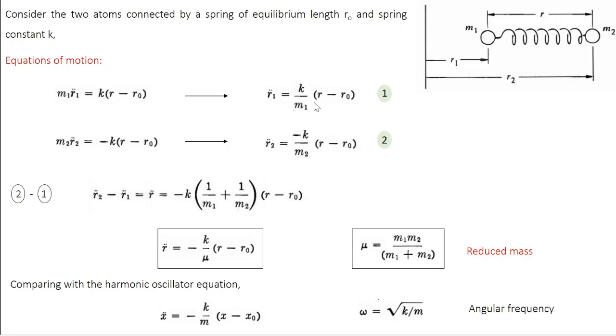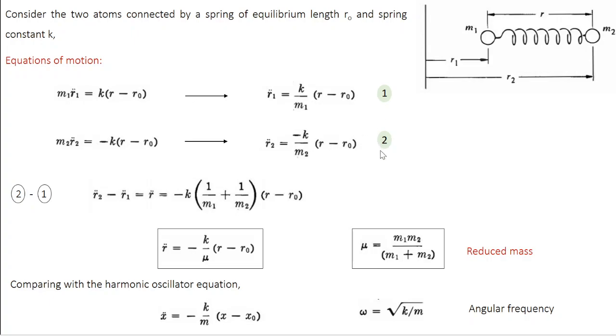Taking m1 to the right hand side, you have r1 double dot equal to k by m1 into (r minus r0). Same way you write the equation of motion for the second mass m2. Here displacement is positive, so m2 r2 double dot equal to minus k (r minus r0). Taking m2 to the right hand side, you have r2 double dot equal to minus k by m2 into (r minus r0). So you have two equations.